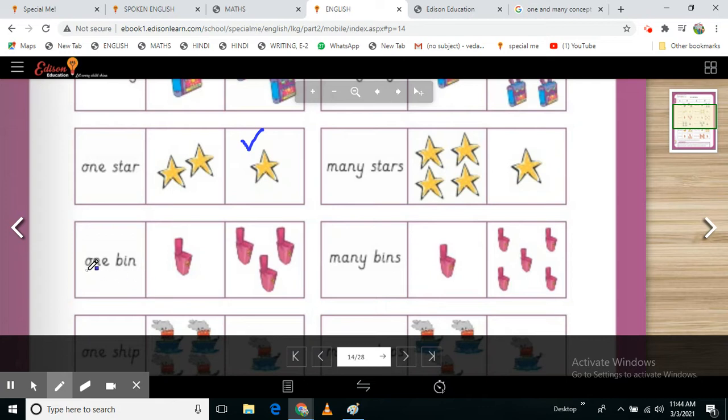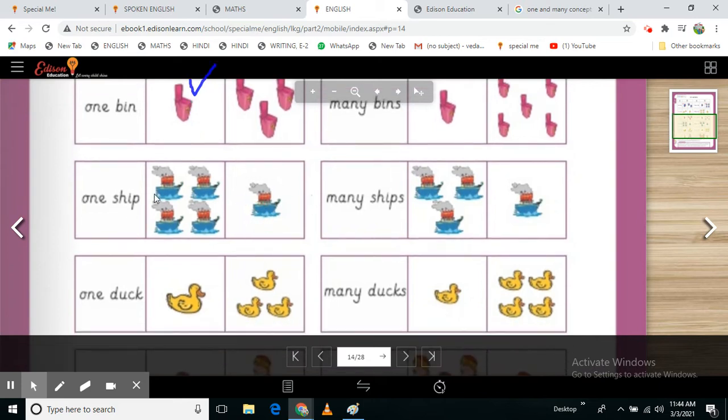Okay. Now one bin. Now see, this is one bin. These are many bins. So you have to tick over here one bin. Okay. Now these are ships. This is one ship. These are many ships. So one ship, you have to tick over here one ship.